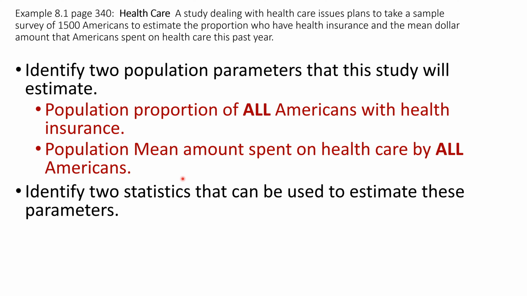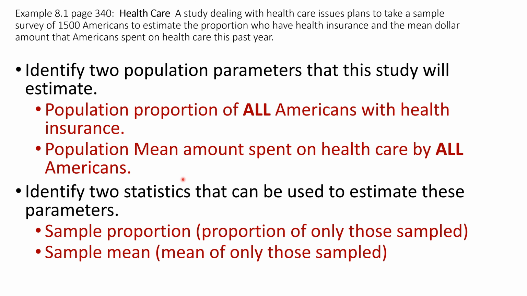Second question. Identify two statistics that can be used to estimate these parameters. So naturally, we can use the sample proportion. It is the proportion of only those sampled. And we can also use the sample mean. It is the mean of only those sampled. We can use the sample proportion to estimate the population proportion. We can use the sample mean to estimate the population mean.